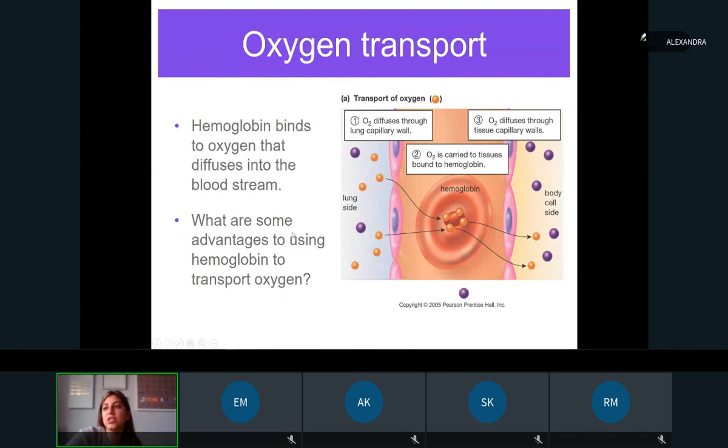What are some advantages to using hemoglobin to transport oxygen? Go ahead and just shoot an answer in the chat. What are some advantages? Why is it useful?